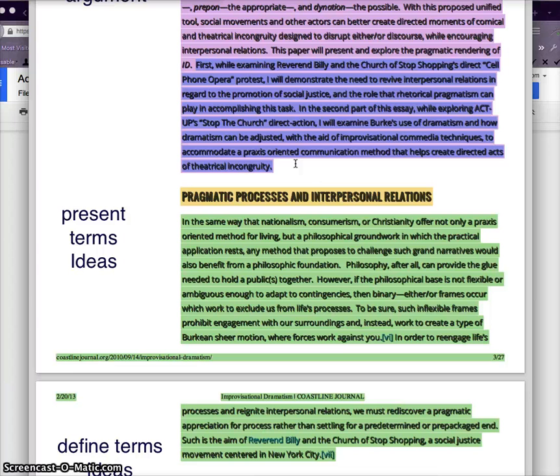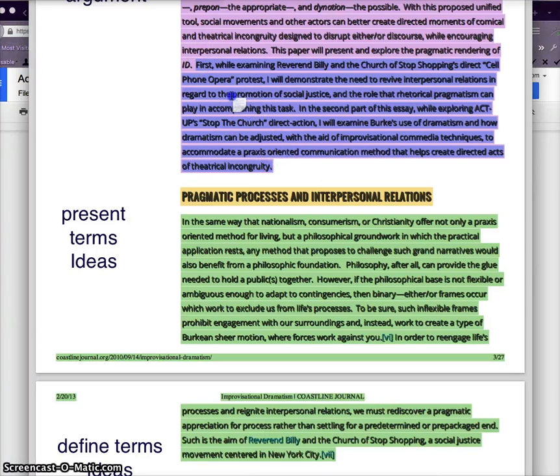And then I'm going to say in the second essay, where we look at ACT UP, Stop the Church Direct Action, I'm going to show how using dramatic elements and theatrical elements could be brought together in order to make people stop and think. That's theatrical incongruity. So I'm using different languages, right? But I'm saying the same thing.